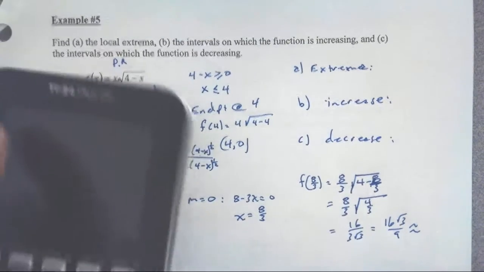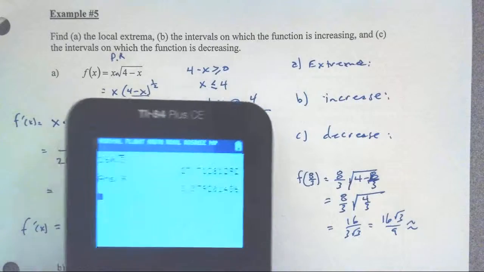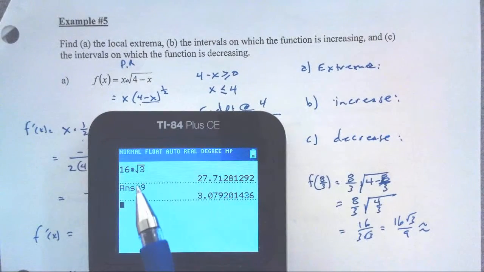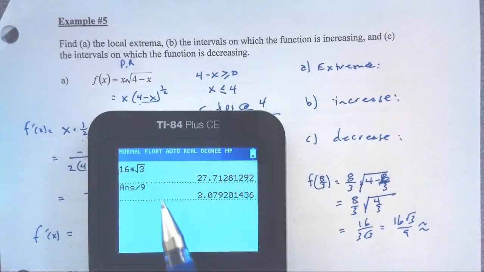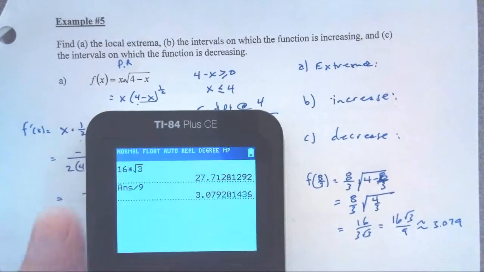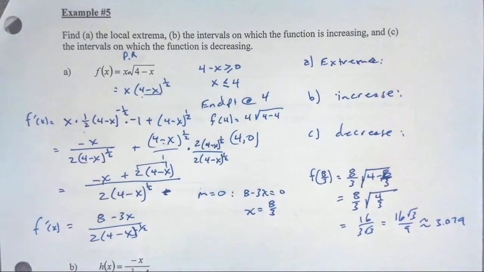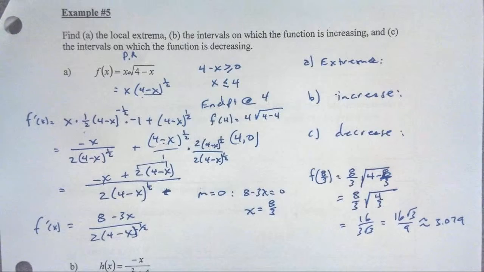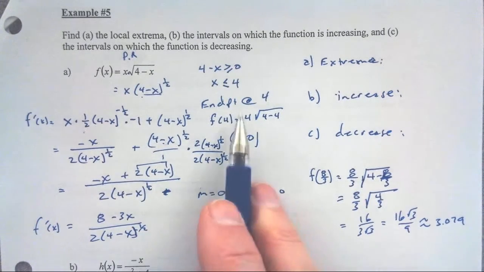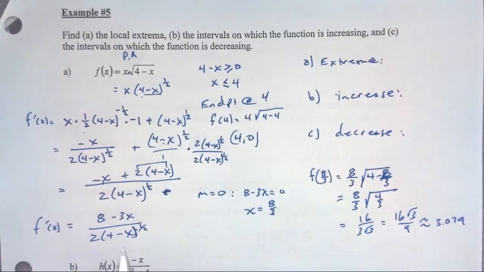And I'm going to go ahead and just get an approximation of that. And I've got that right here. Here's my 16 square root of 3 divided by 9, about 3.079. Why 3 decimals? Because that's what the AP Calc test wants us to write them as, unless otherwise specified. Okay, so I've got another ordered pair with a value of 3.079, so that makes this a very, very possible maximum point. Now, when do we have non-differentiables?